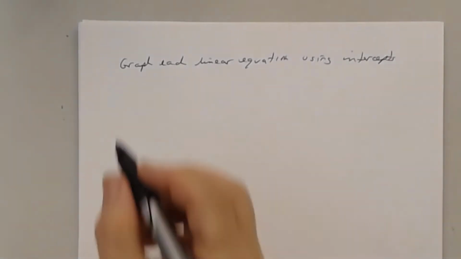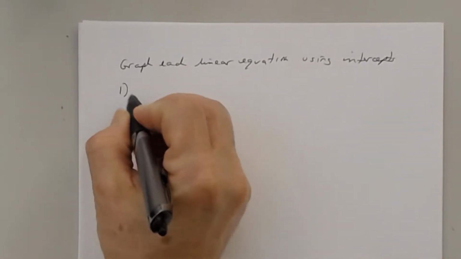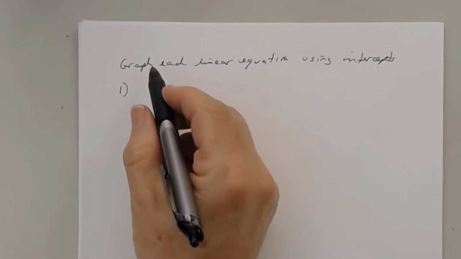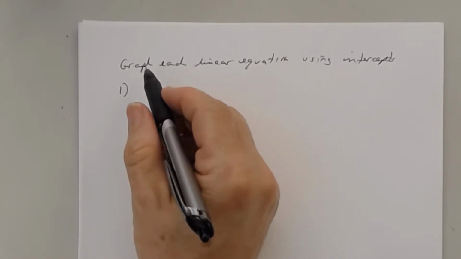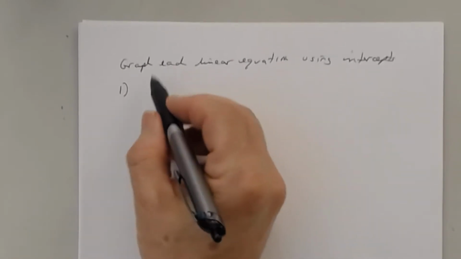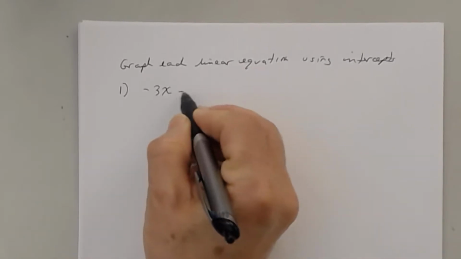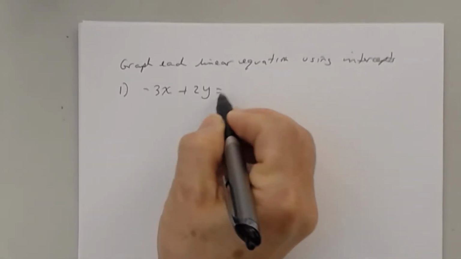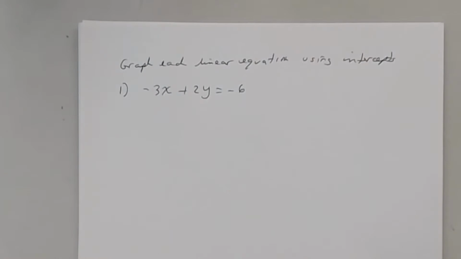All right, so number one, let's suppose this is our equation. We have negative 3x plus 2y equal negative 6. Now remember, the direction says, always follow the direction. Direction says using intercepts, doesn't say anything about a t-table. So you got to use the intercepts.